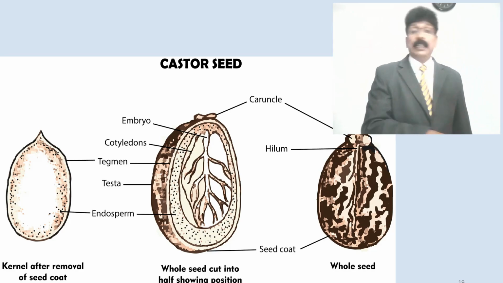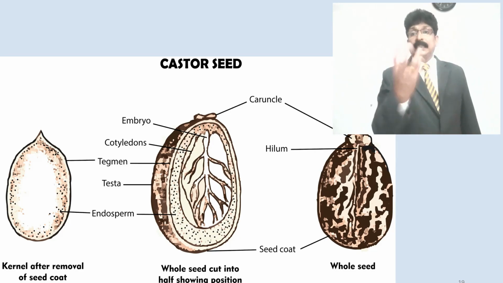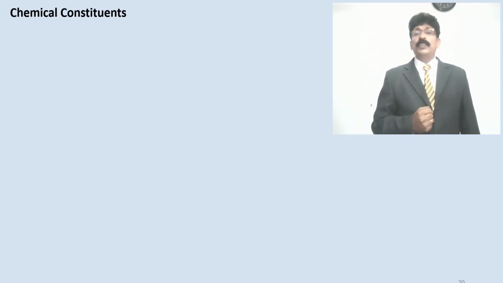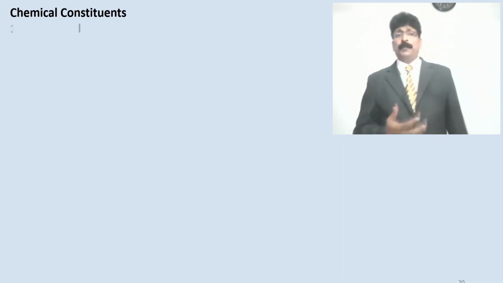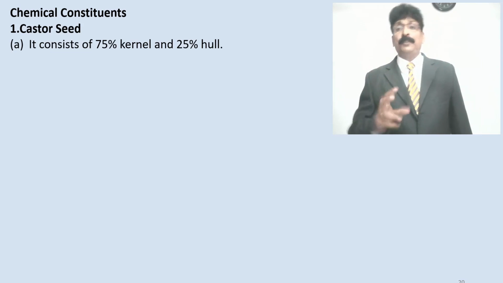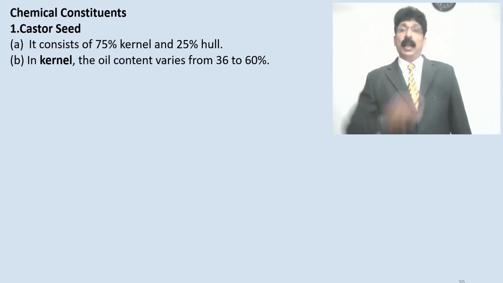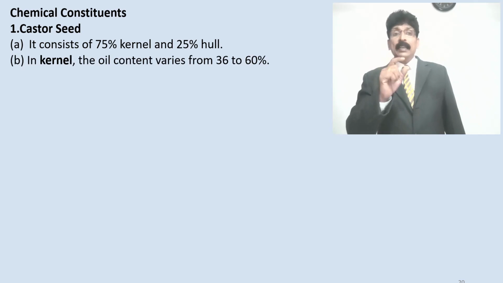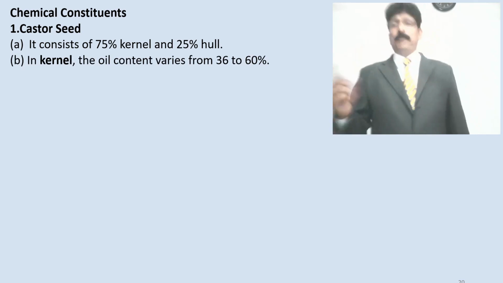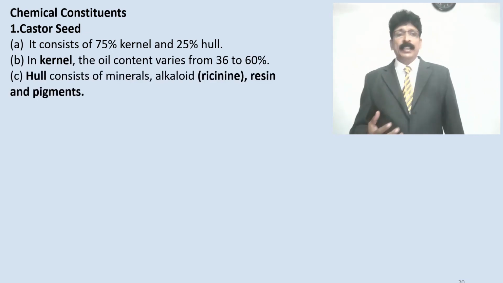After the removal of the seed coat, you can see the kernel, the inside part, for the oil preparation to squeeze and take direct compression. So now we should know, according to the syllabus, what constituents are present. The seed consists of 75% kernel, the inside part, and 25% hull, the outer part. In the kernel, the oil content varies from 36 to 60% depending on the quality from where it is collected.